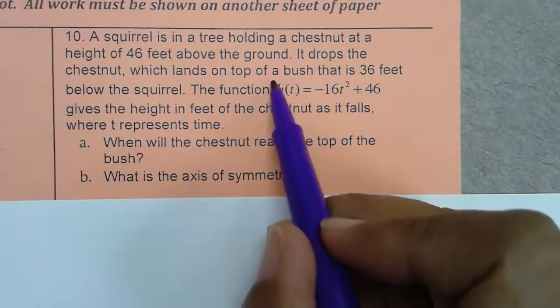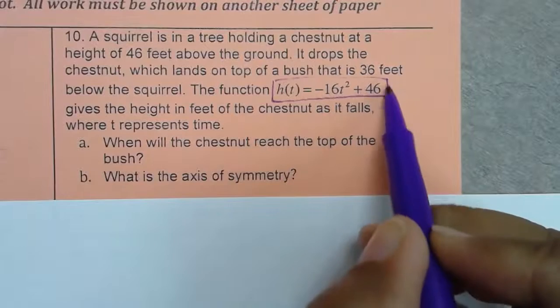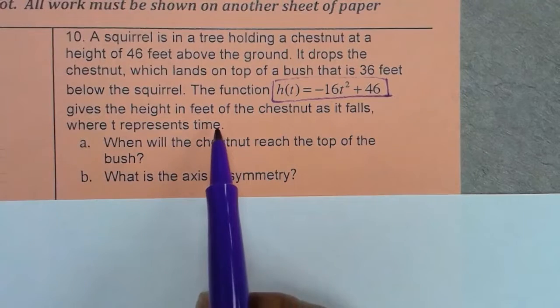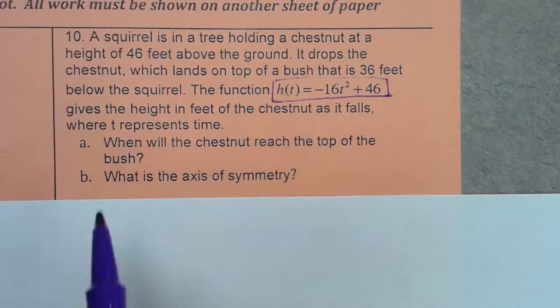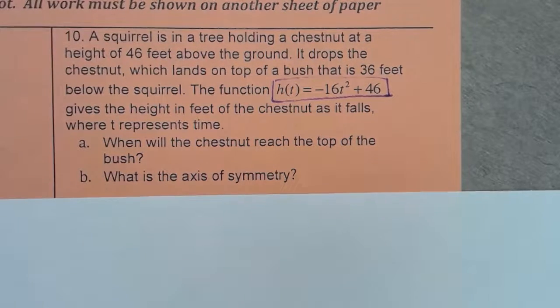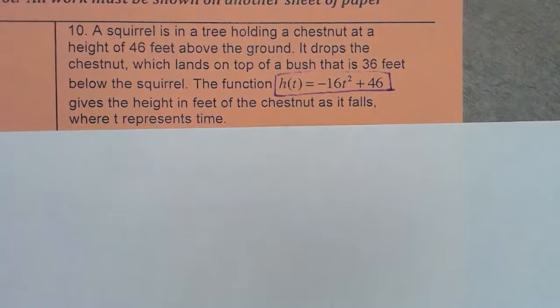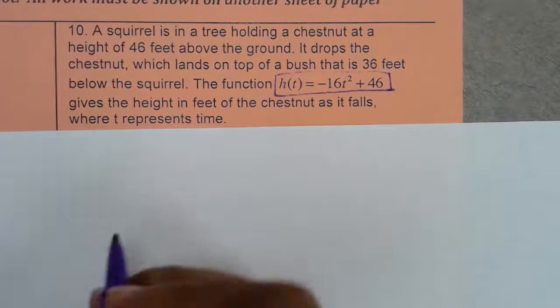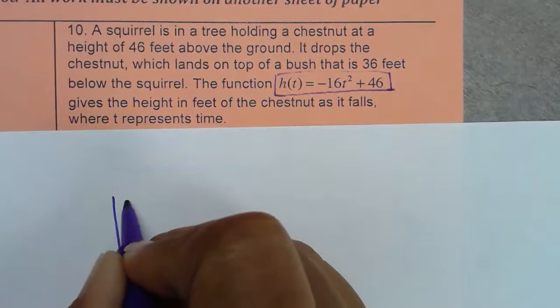This function right here gives the height in feet of the chestnut as it falls, where t represents the time. It says, when will the chestnut reach the top of the bush? Well, first of all, let's give ourselves a visual of what's going on here. So I'm going to go ahead and draw myself a tree.